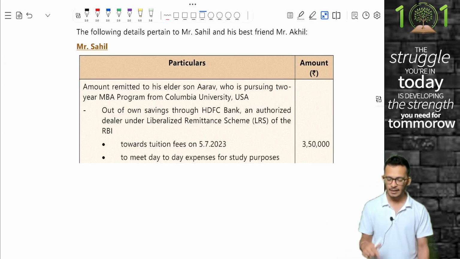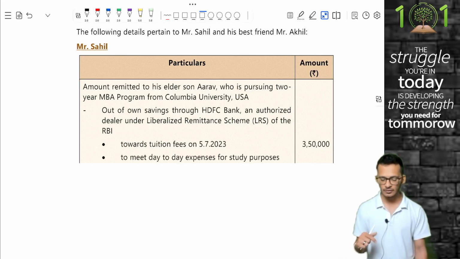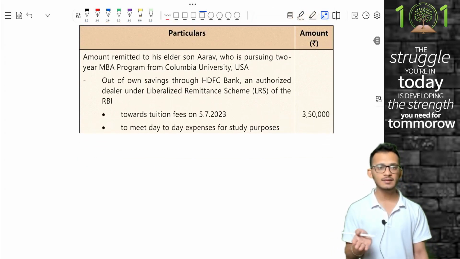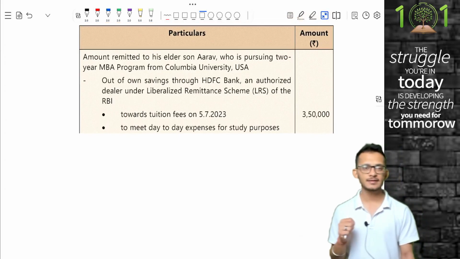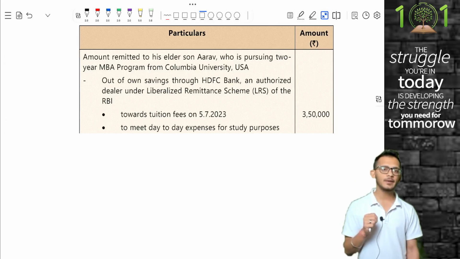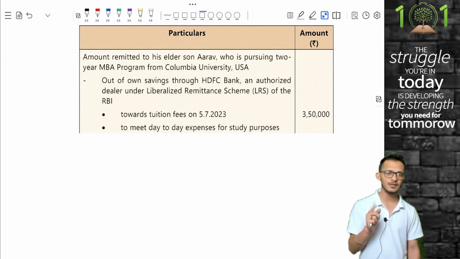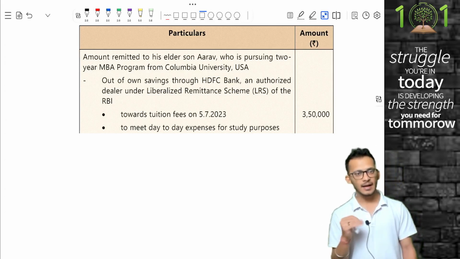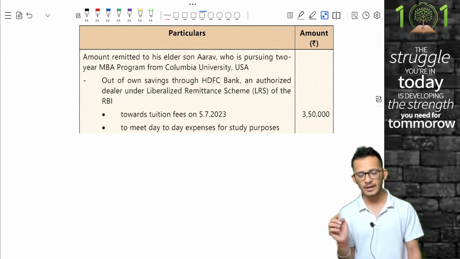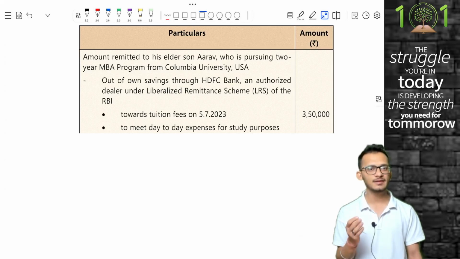They're coming and saying, you have given 3,50,000 towards his tuition fees on 5/7/2023. Now notice the date, it is 5/7, which means this is the pre-amendment regime. In the pre-amendment regime, the provision was that for the first 7 lakh rupees there will be no TCS, and after 7 lakh rupees you levy TCS at the rate of 5%. Now looking at 3,50,000, I would say, yes, Rahul, TCS would not apply.